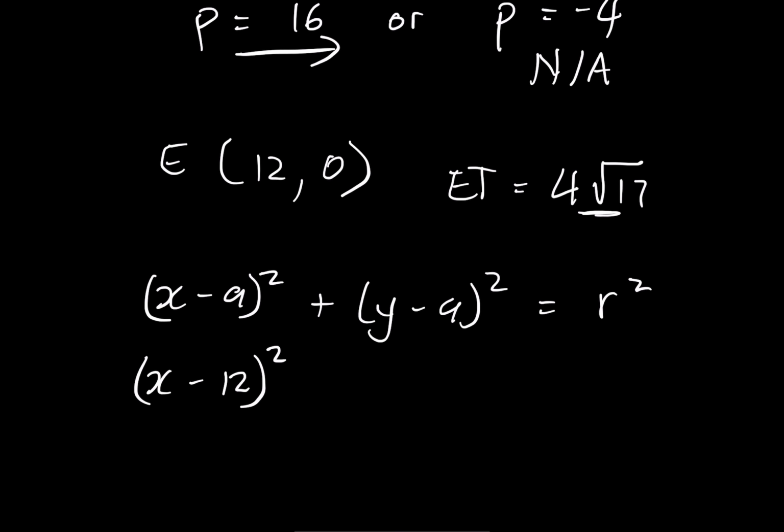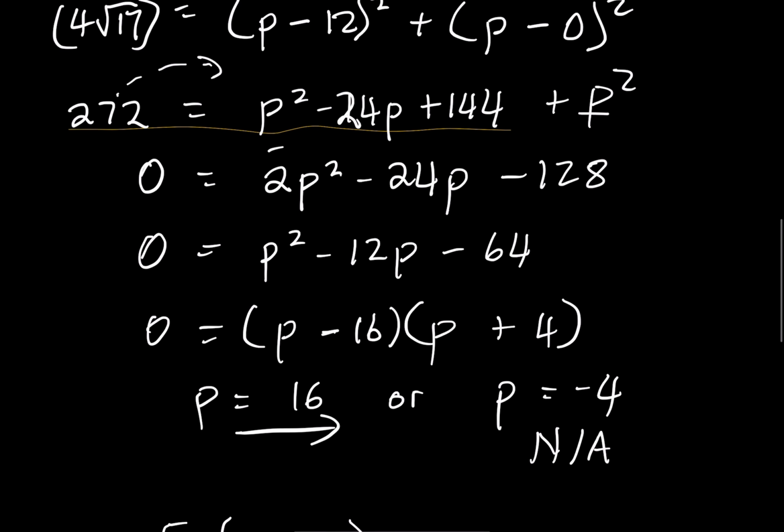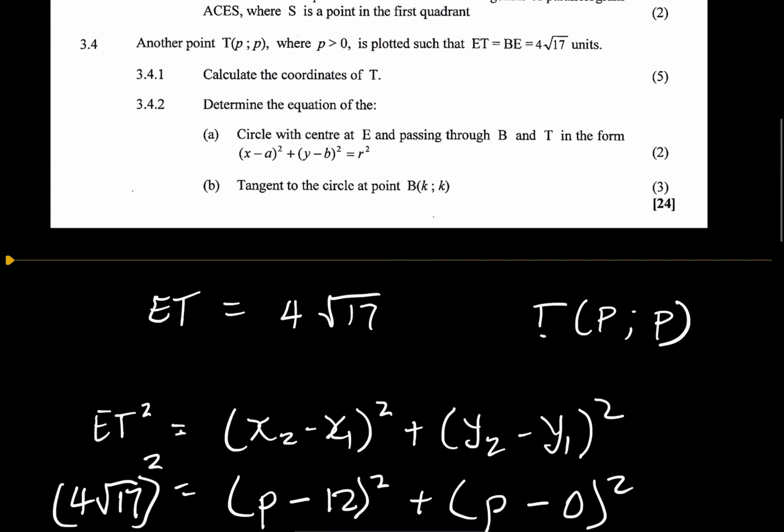Please remember to change sign when you take it inside this bracket here. It was a positive 12 over there, so it becomes negative when it goes there. Plus b is 0, so in this case you might as well just say y squared, or you can simply say y minus 0 squared, and this is equal to 4 root 17, remember, all squared. So it means it's going to be x minus 12 squared plus y squared, which is equal to 272, which was the value that we obtained there. Okay, right, so that's the equation of our circle.